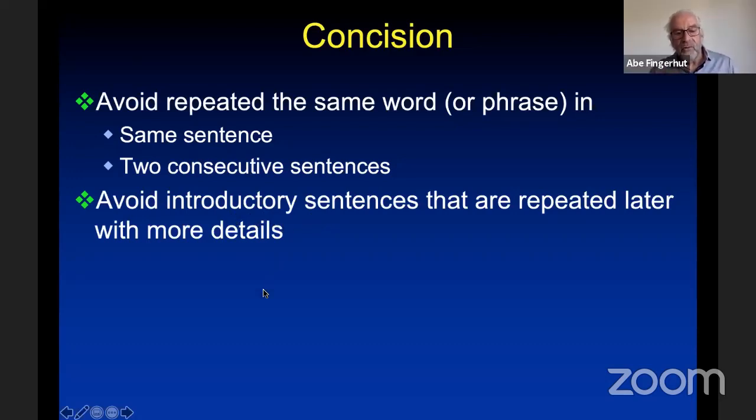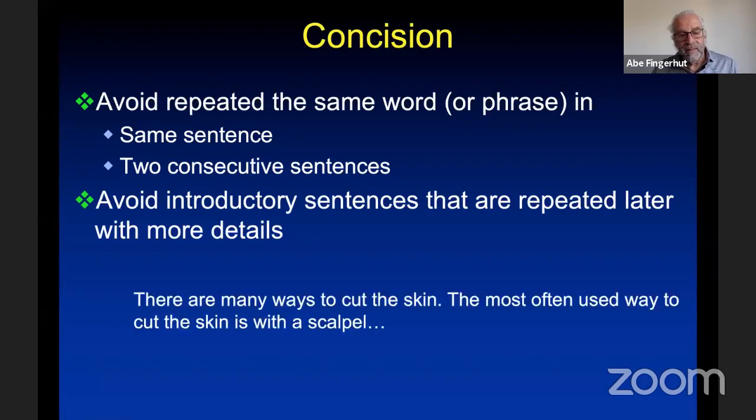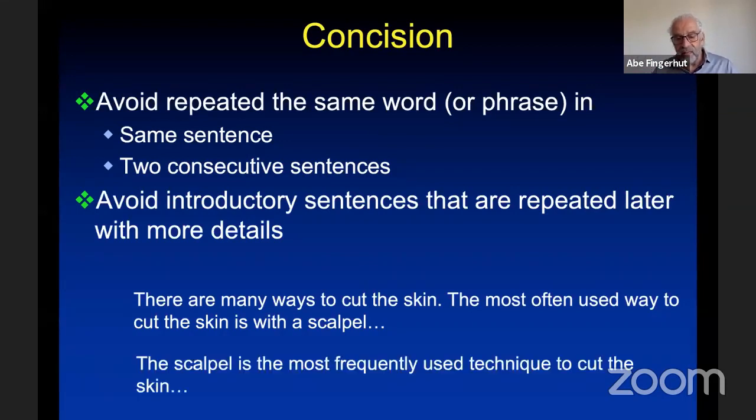You can see that we should avoid introductory sentences. Let me explain what an introductory sentence is. For instance, here, the example. There are many ways to cut the skin. Second sentence: the most often used technique to cut the skin is with the scalpel. You see two sentences, an introduction and then the fact. Rather than saying it that way, all you have to say is: the scalpel is the most frequently used technique to cut the skin. So you see I've reduced the two sentences to one just by avoiding the introductory sentence, which was: there are many ways to cut the skin.